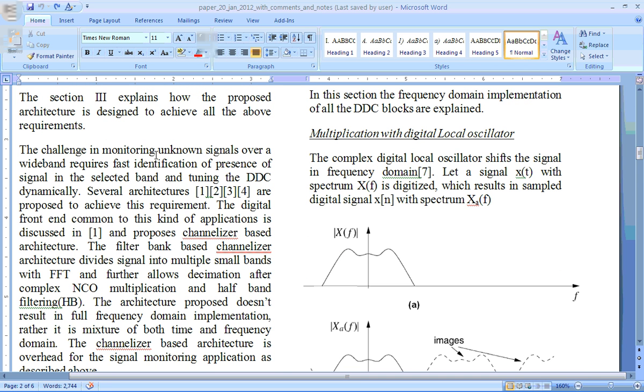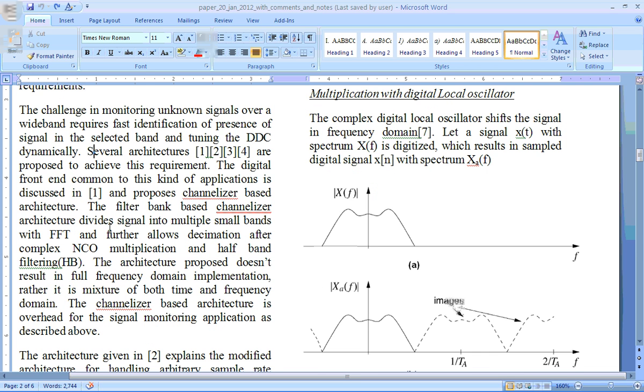The challenge in monitoring unknown signals over a wideband requires fast identification of the presence of a signal in the selected band and tuning the DDC dynamically. Several architectures are proposed to achieve this requirement. The digital front end common to this kind of application is discussed in reference 1, and the proposed one is a channelizer based architecture. A very popular architecture seen in literature for this kind of application is the channelizer. It is worth reading more on this topic, because in this paper's context it is broadly the other variant for the same purpose.